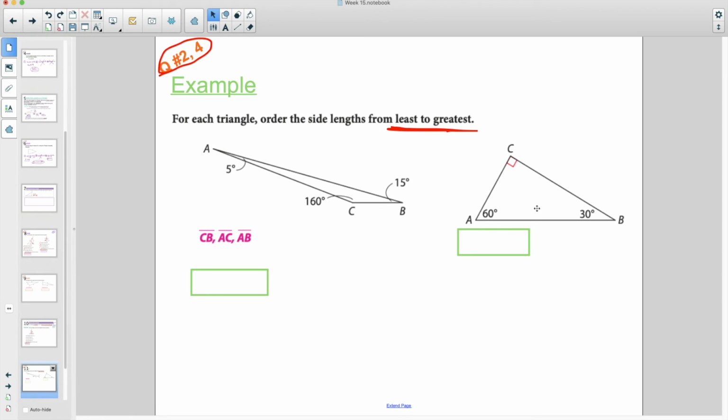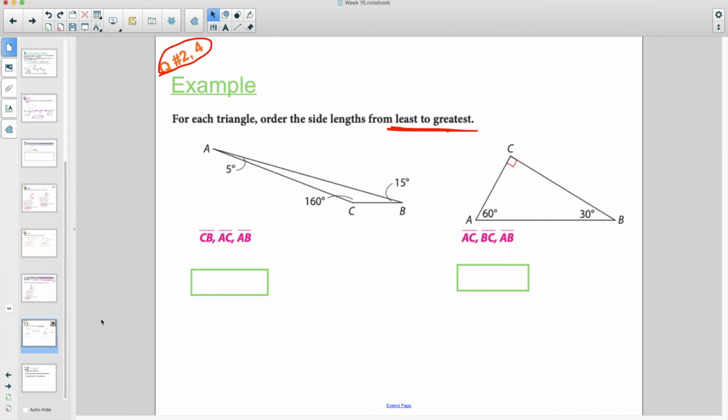Good. Take a look here. Notice we have that 90-degree symbol. We have a right angle. We have 30 and 60. So again, smallest here would be our 30, so opposite that. And then our 60 and then our 90. So here is our appropriate order: AC, BC, and then AB. Good. All right, guys. So that is it in terms of examples.